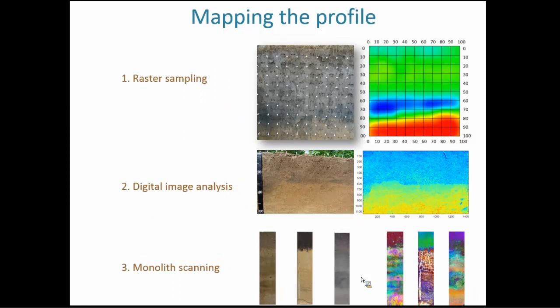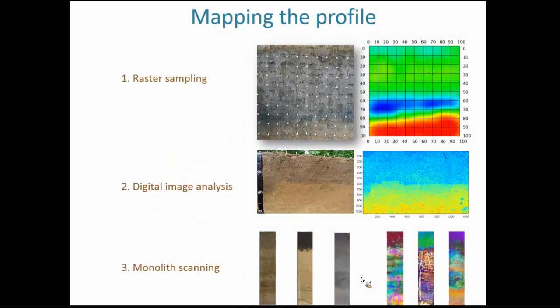One of them is that you make a raster, and I showed that in the talk, and then with the raster, you take samples of each raster point, and then you can use some sort of interpolation software, just like if you were to raster a field, or you can do a digital image analysis.